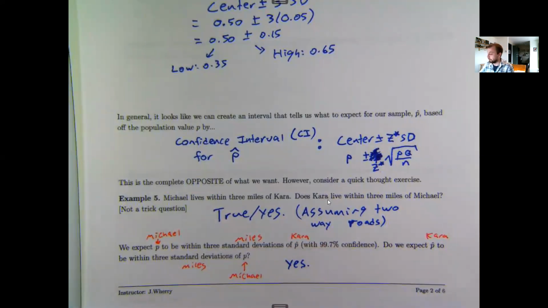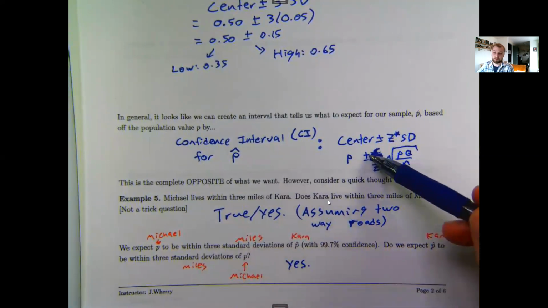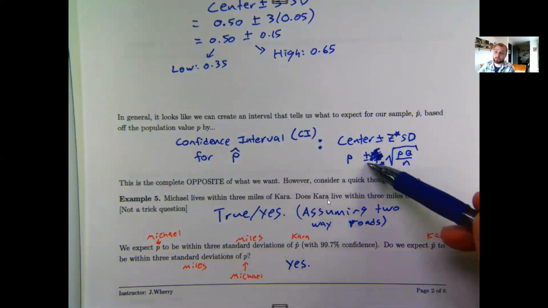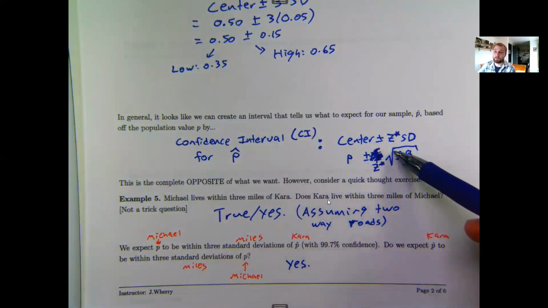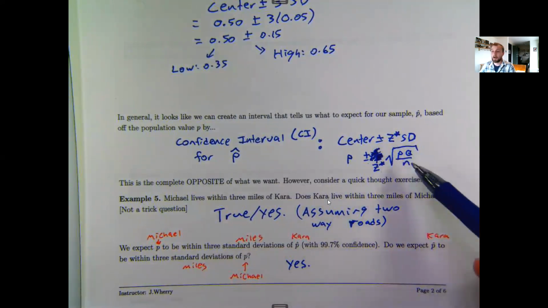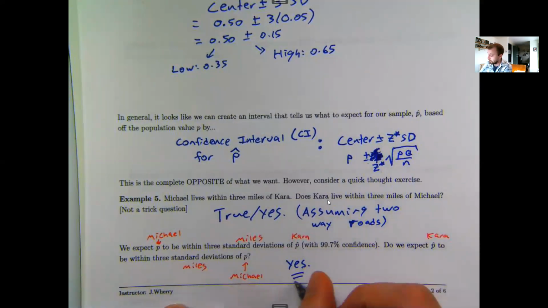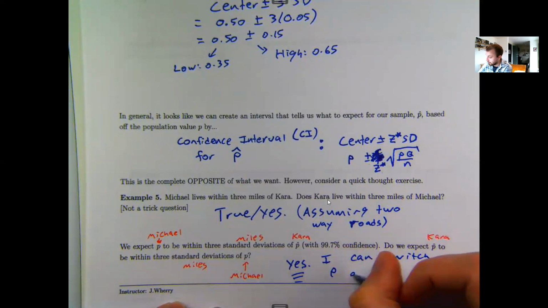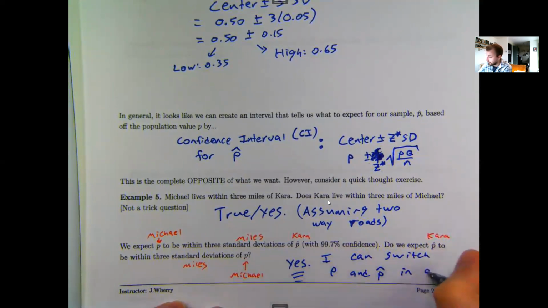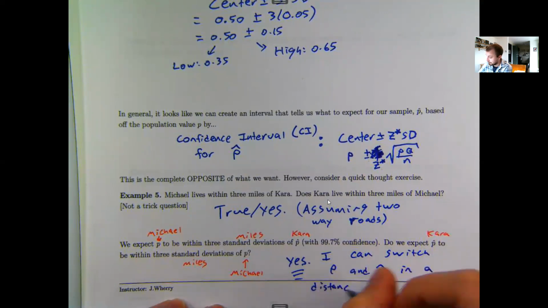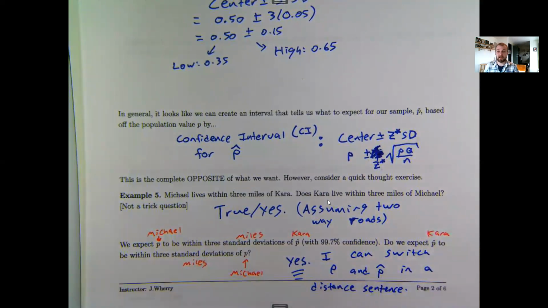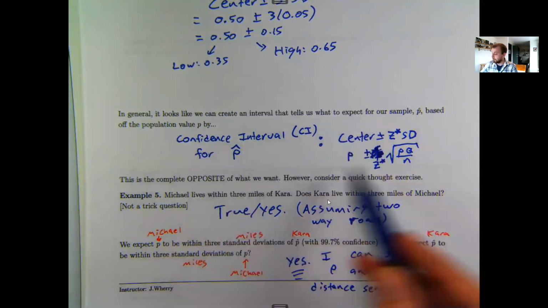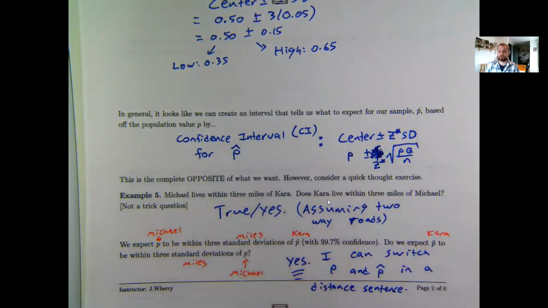And if you're worried about those two-way roads, well, I have the roads up here. I have addition. The opposite of addition is subtraction. I have subtraction. The opposite of subtraction is addition. I have a way of getting rid of a square root. I can square things. I have ways of getting rid of multiplication, division. And I have ways of getting rid of division. I have two-way roads. So yes, I can switch p and p hat. These are just names in a distance sentence. So let's keep that in mind. If I have some sort of a setup, some sort of a sentence, just like I do here, that has p and p hat, I should be able to switch those symbols.